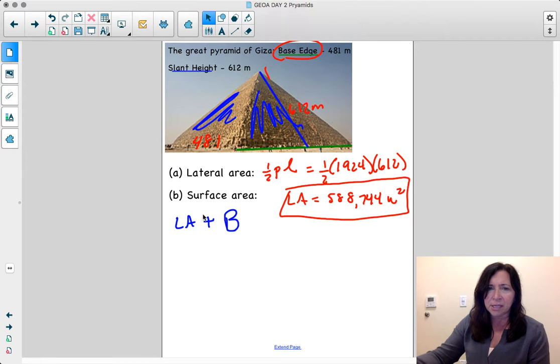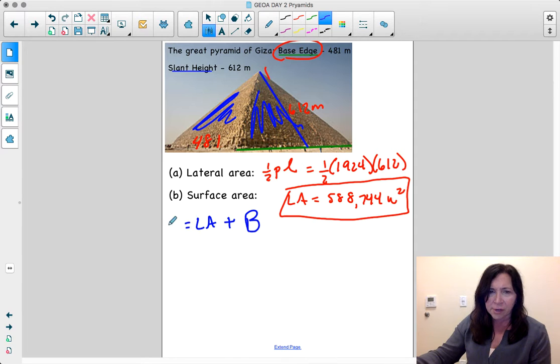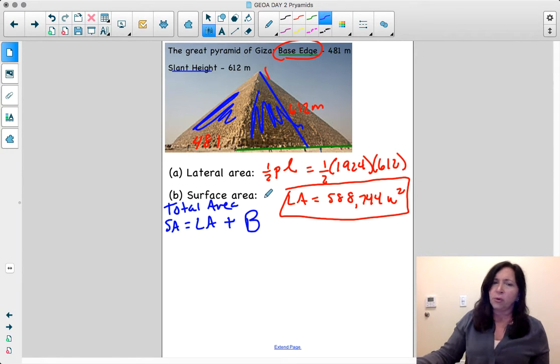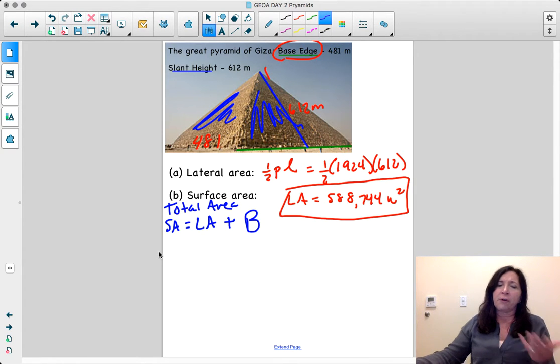Now just to be clear, some people will call this surface area, but surface area is the same thing as saying total area. So if you find the total area, that's the same thing as saying find the surface area. And some people like to hear you say surface area because they're like, oh, I need to find the area of all the surfaces.